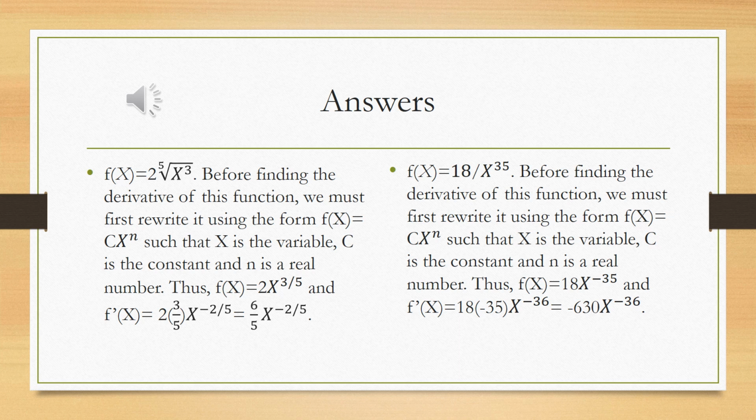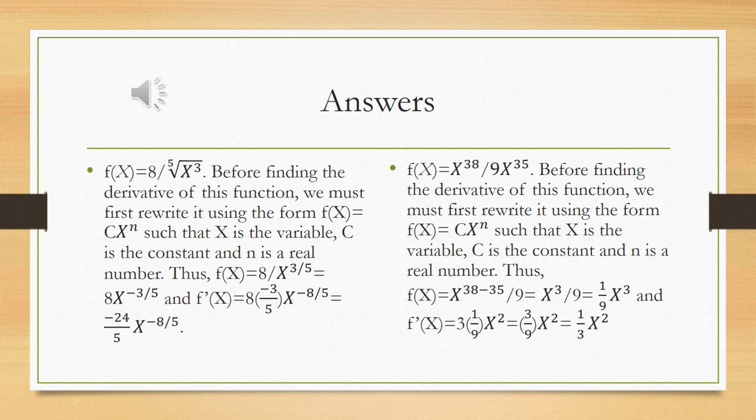F of x equals 18 over x to the 35. Before finding the derivative of this, we must rewrite it in the form f of x equals cx to the n, such that x is the variable, c is the constant, and n is the real number. Thus, f of x equals 18x to the power minus 35, and f prime of x is 18 times minus 35 x to the power minus 36, which is equal to minus 630 x to the power minus 36.